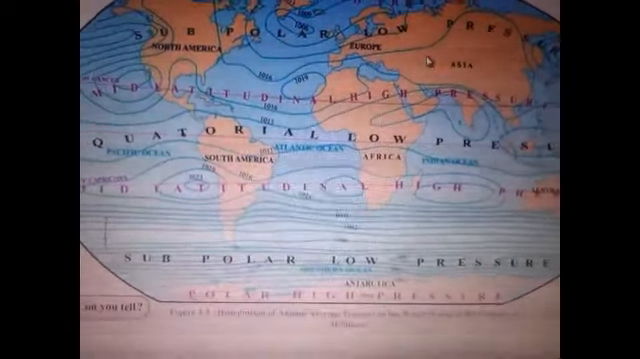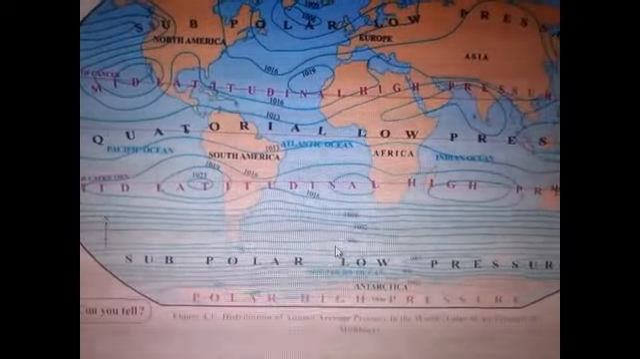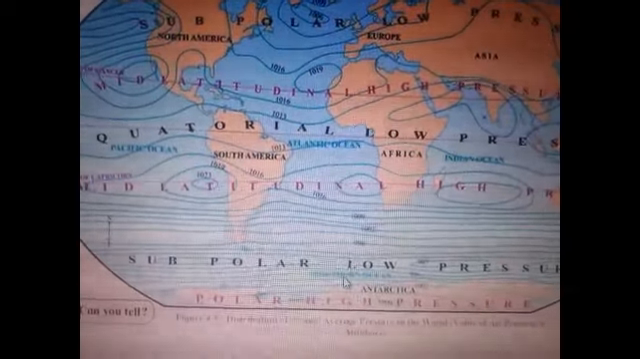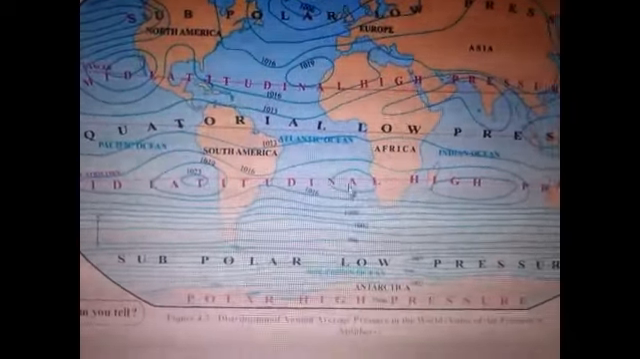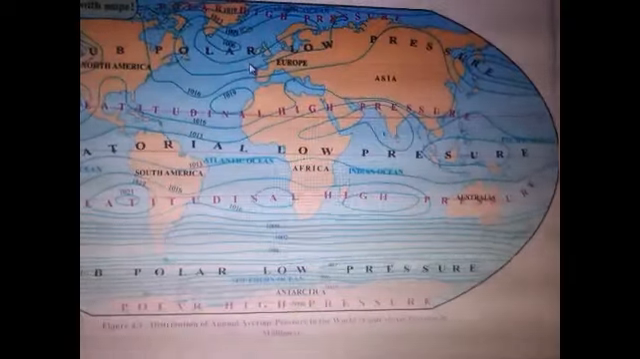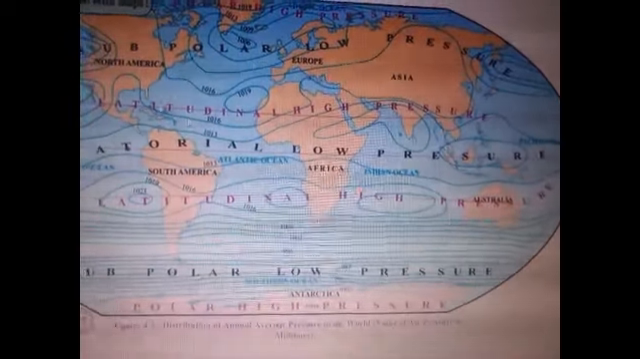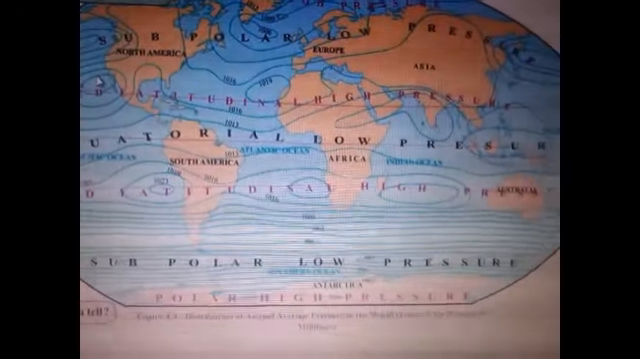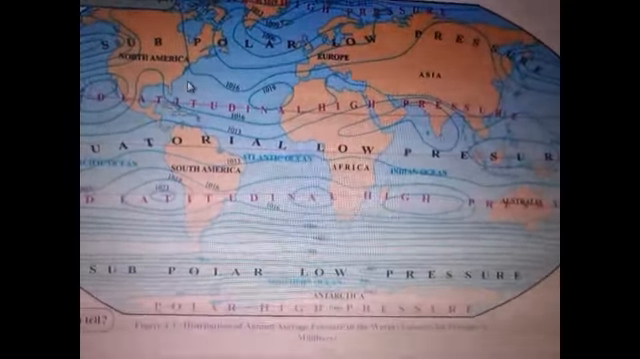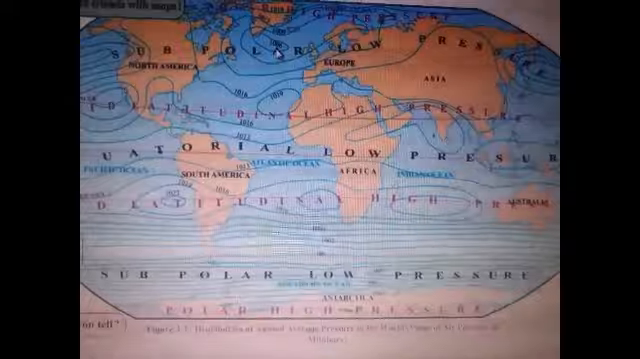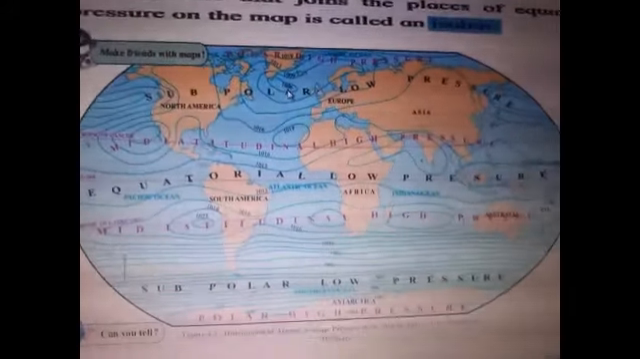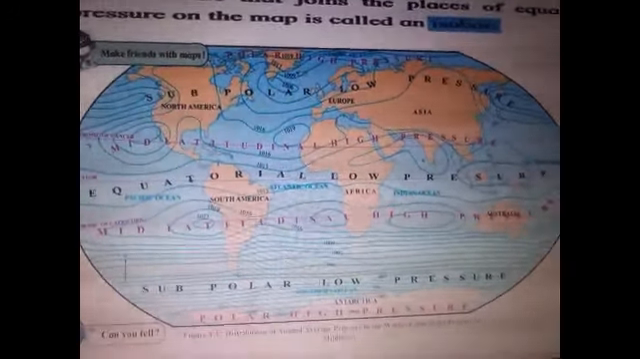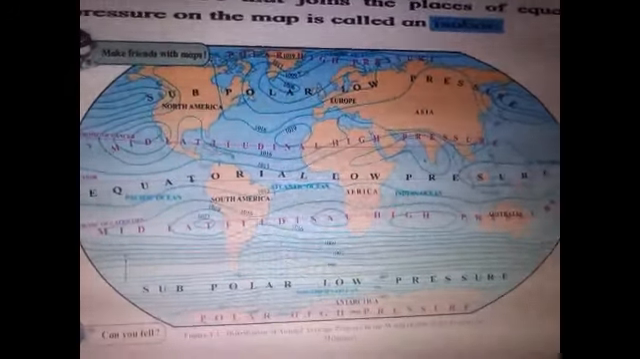In the southern hemisphere, isobars are more parallel to each other and they are closer to each other. Whereas in the northern hemisphere, isobars are hardly parallel to each other and they go round in circular shapes. You can see circular shapes here, here also. They go round in circular shapes and there is a lot of distance between them. So I think now these isobars are clear to you, how we get the air pressure on the Earth's surface.